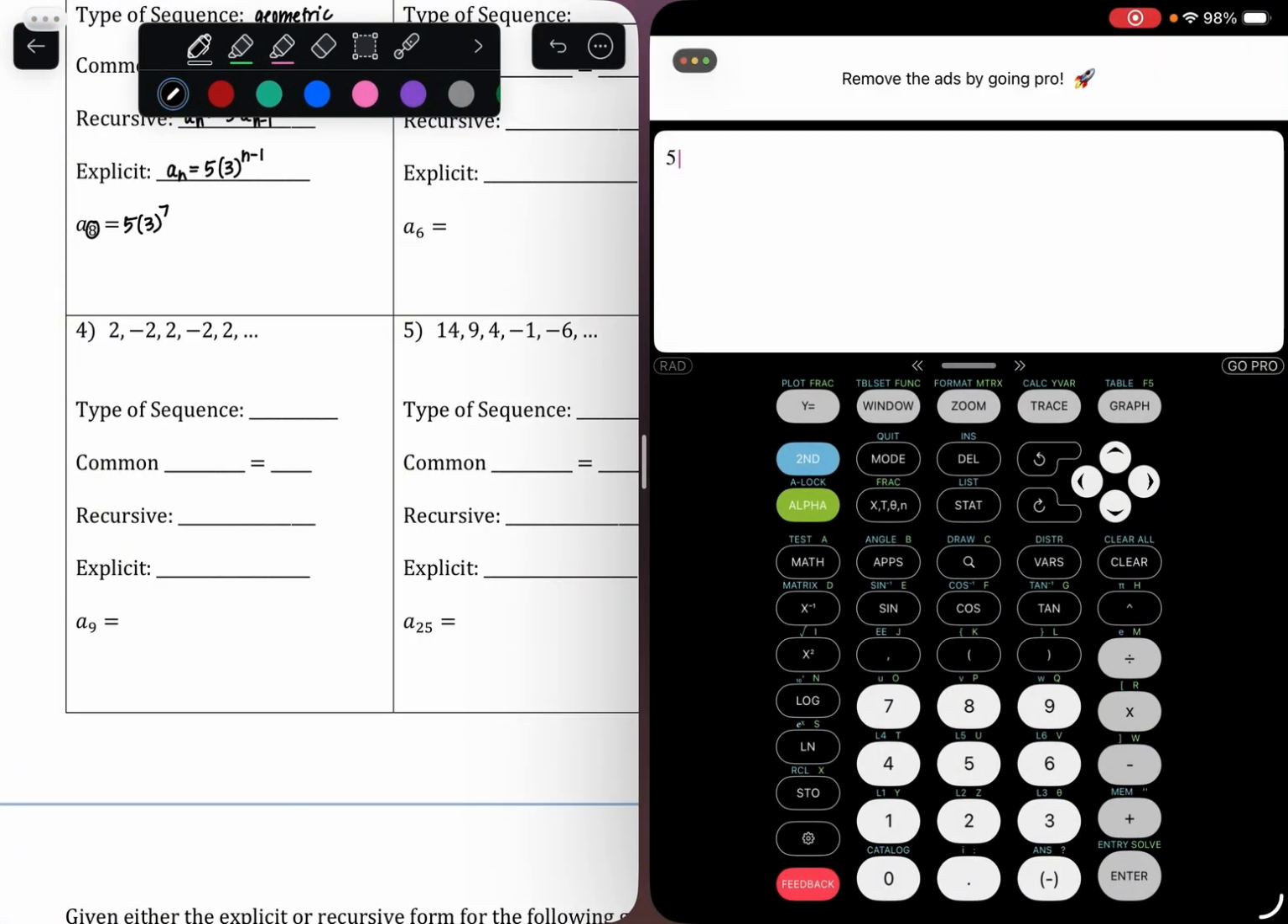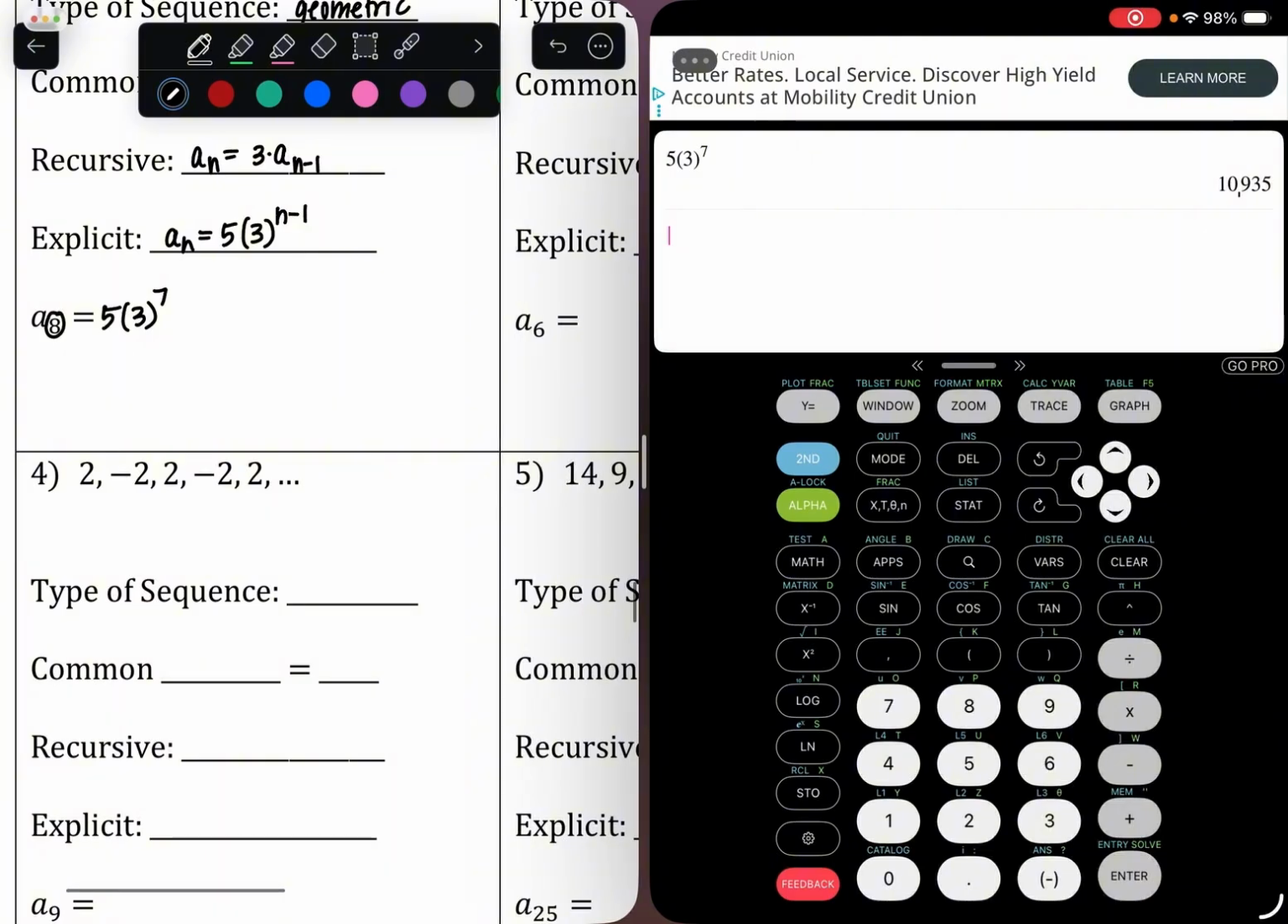So 5 times 3 raised to the 7th is 10,935 for our 8th term.